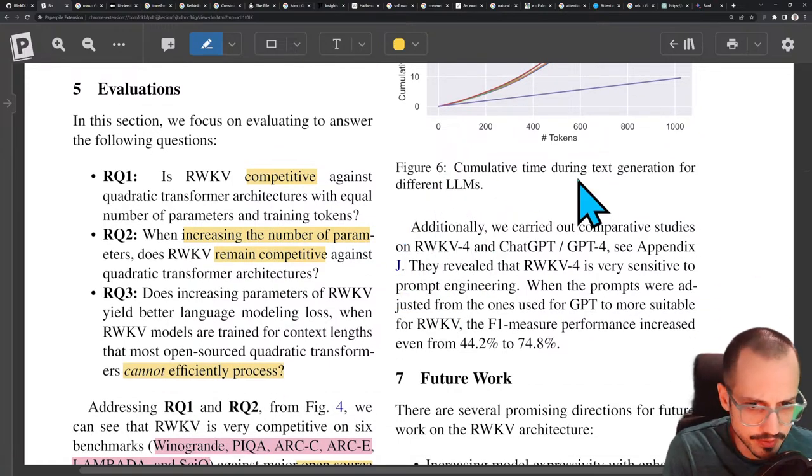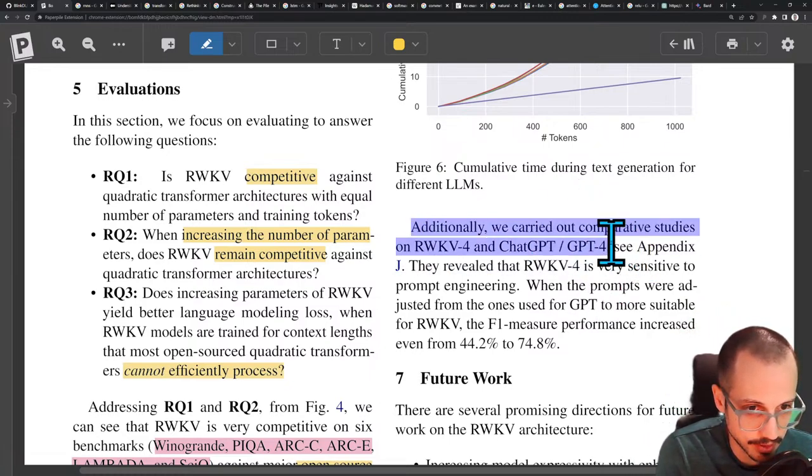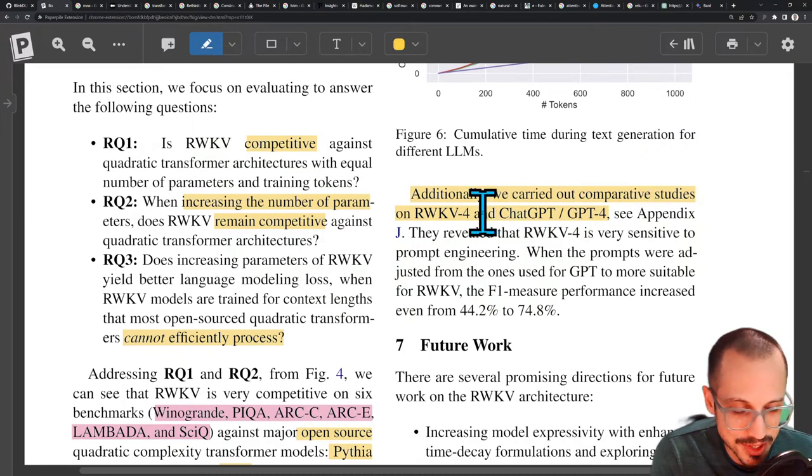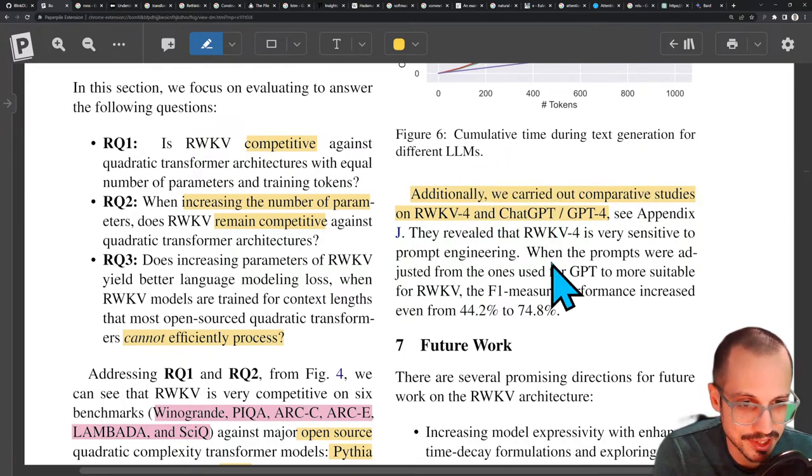Additionally, we carried out comparative studies on RWKV4 and ChatGPT and GPT-4. Okay, so they did do some. That's kind of cool. Appendix J. So we're on page 7, and they've already mentioned the appendix 10 times. So I feel like the appendix for this paper is going to be bigger than the paper for sure.